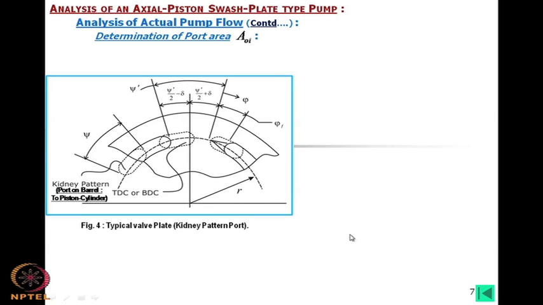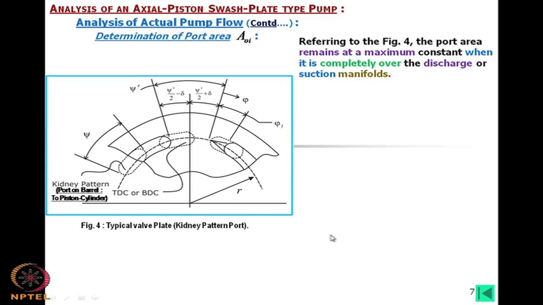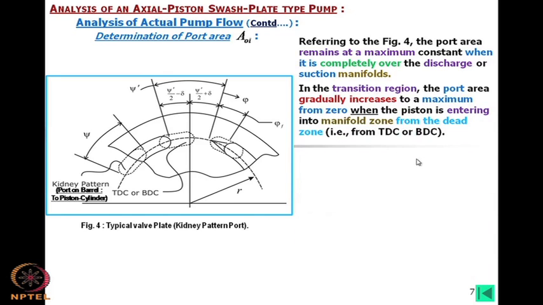Now, again I am continuing with an actual pump. Actual pump means, in this case we will consider the leakage and others to find out the pressure ripple. Now, the port area remains at a maximum constant when it is completely over the discharge or suction manifold. That means, when this kidney port comes over this main port, then it will be maximum. In the transition region, the port area gradually increases to a maximum from 0 when the piston is entering into the manifold zone from the dead zone, that is from the top dead center or bottom dead center.